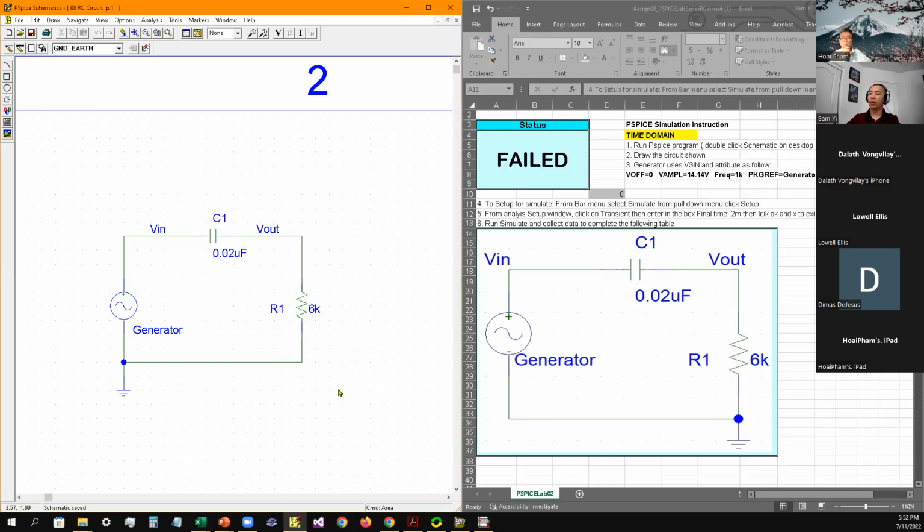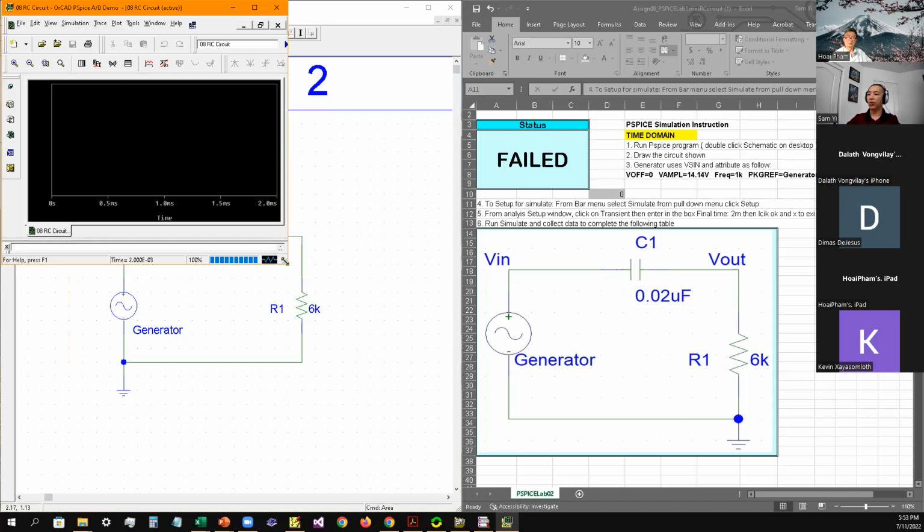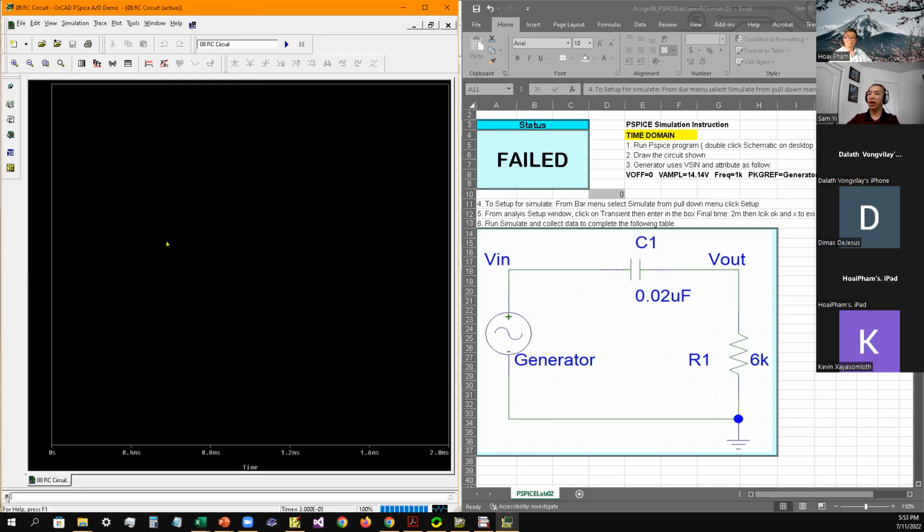Once that is saved, we are ready to run it. This is step 6: go to Analysis, Simulate. Now it's running. If everything is correct, you will get a black screen, which means you did it right. If you get a gray screen, that means you did something incorrect.